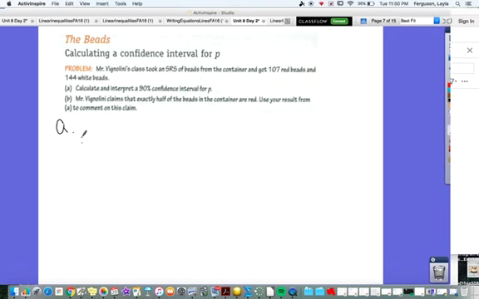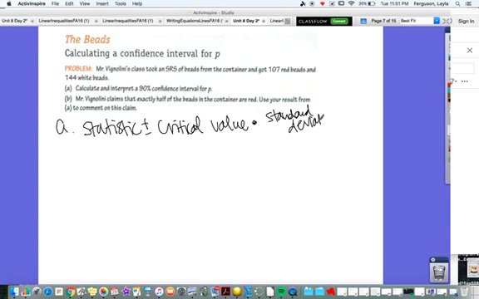So our confidence interval is going to use the form statistic plus or minus the critical value times the standard deviation of the statistic. For this particular one, we would be using a population proportion. So we're going to use p hat for our statistic plus or minus z star times the square root of p hat times 1 minus p hat over n.